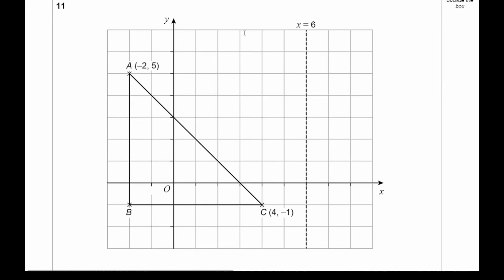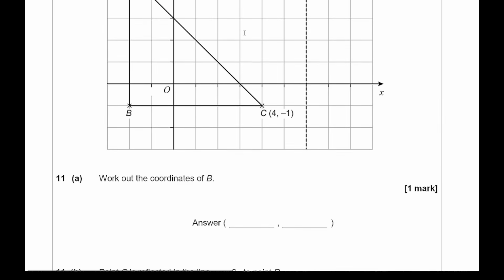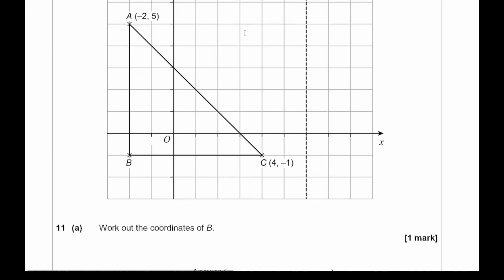Moving into question 11, it says work out the coordinate of B. Now for B, looking at the coordinate of A, we've got -2, so this point here it's -2 and the height is at 5, and for C, this point here must be 4 and this coordinate here is -1. So using these two coordinates here, I could then write down what the coordinate of B is. So B is going to be at -2, -1.